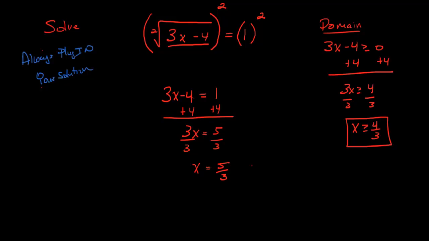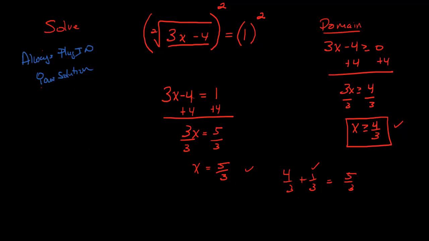Okay, awesome. But now we have to check to make sure this does not violate the constraints of our domain. So we have x must be greater than or equal to 4/3, and we have x equal to 5/3. 5/3 is obviously 4/3 plus one more third, which gives me 5/3. So this is definitely greater than, so it does not violate that constraint. However, sometimes that's not as easy for us to see. So I always recommend plugging in.